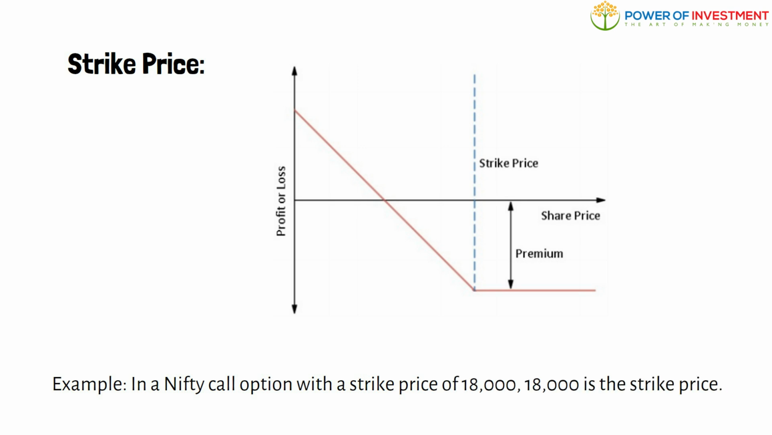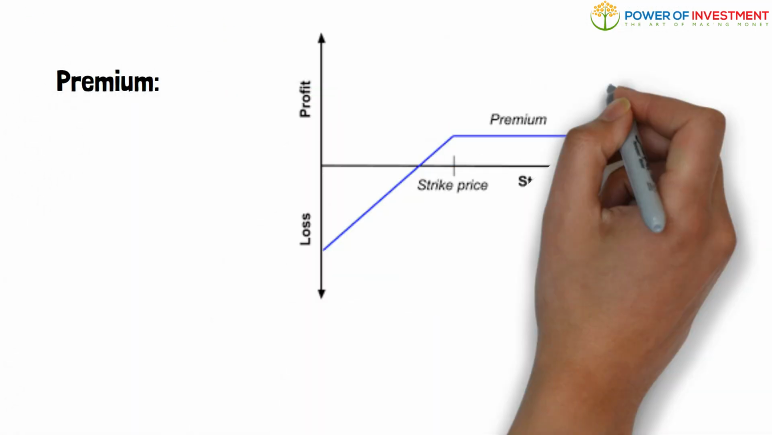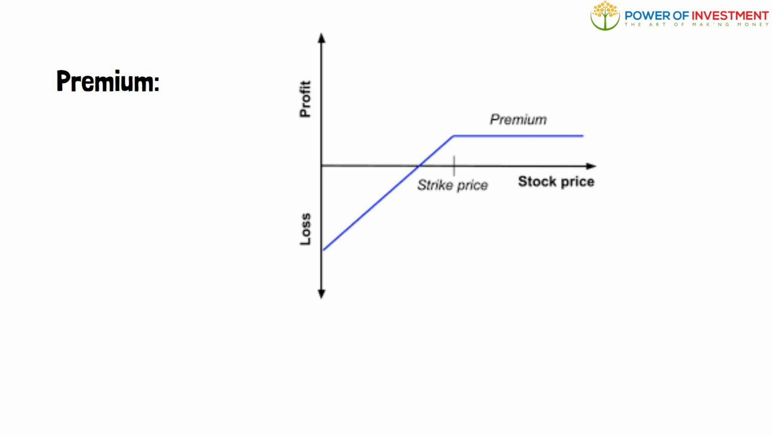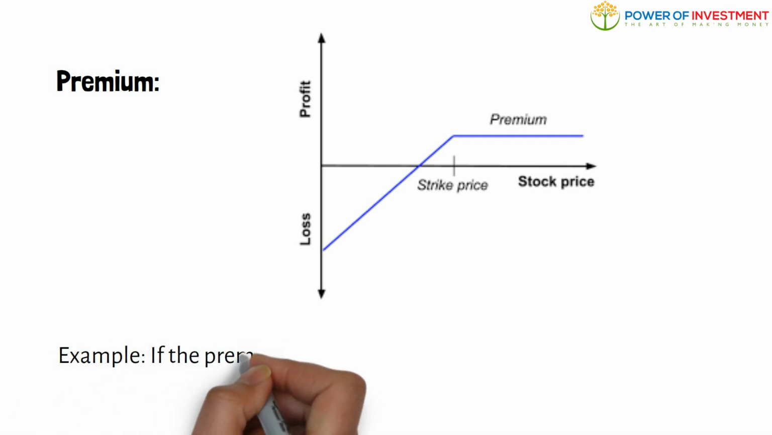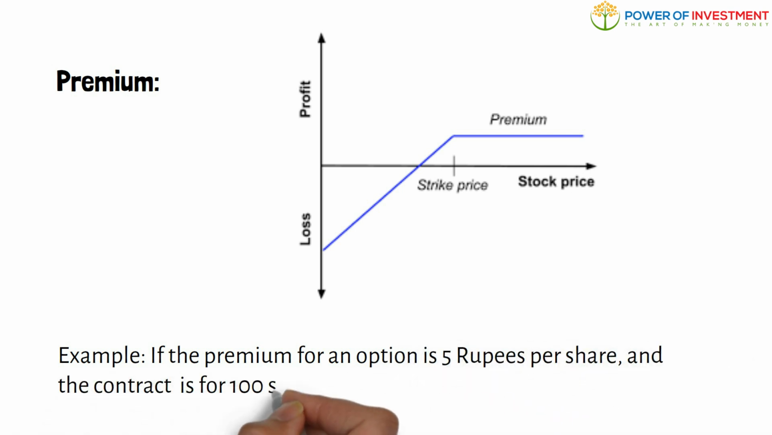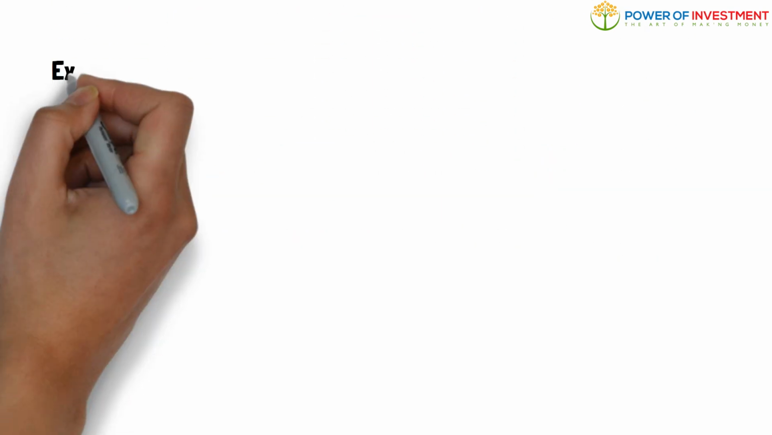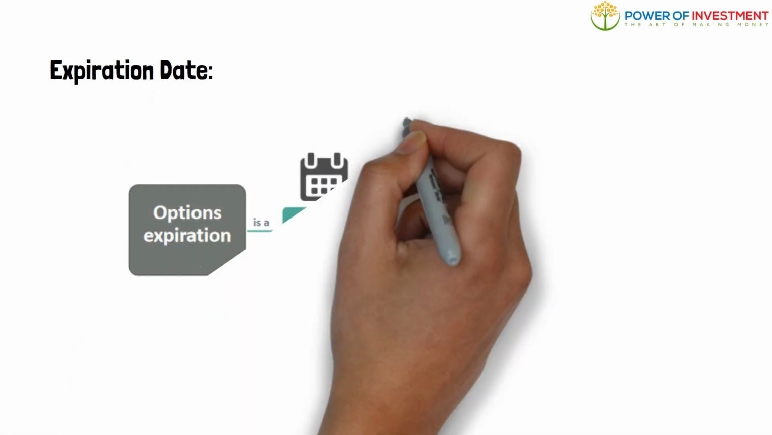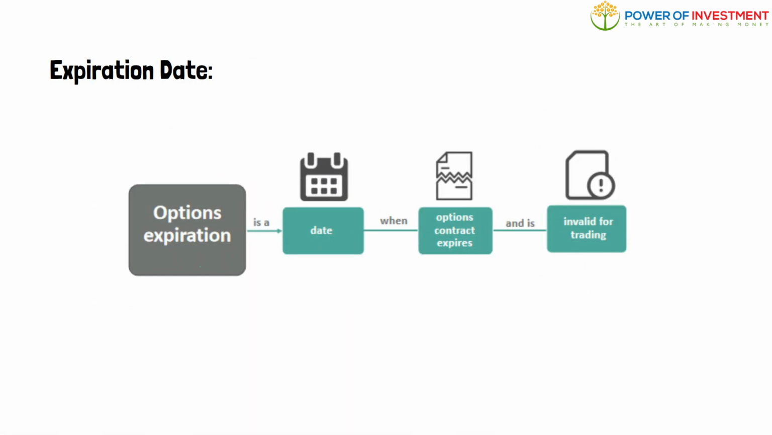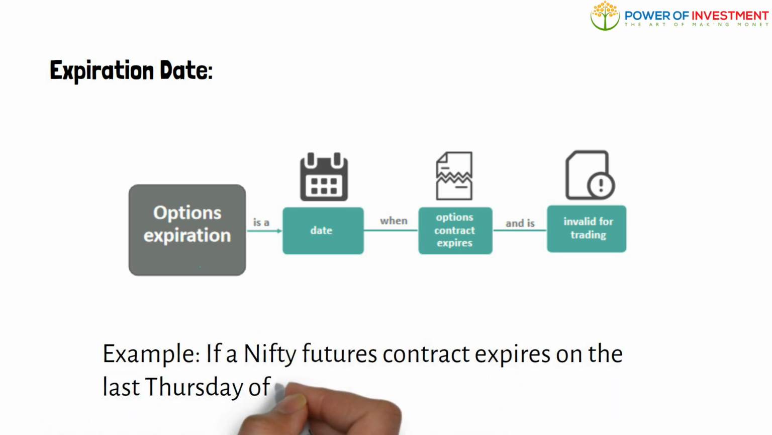Premium: the price paid by the buyer to the seller for an options contract. It represents the cost of acquiring the right, but not the obligation, to exercise the option. Example: if the premium for an option is 5 rupees per share and the contract is for 100 shares, the total premium paid is 500 rupees. Expiration date: the date on which a derivative contract expires. Example: Nifty futures contract expires on the last Thursday of the month. That's the expiration date for Nifty monthly contracts.